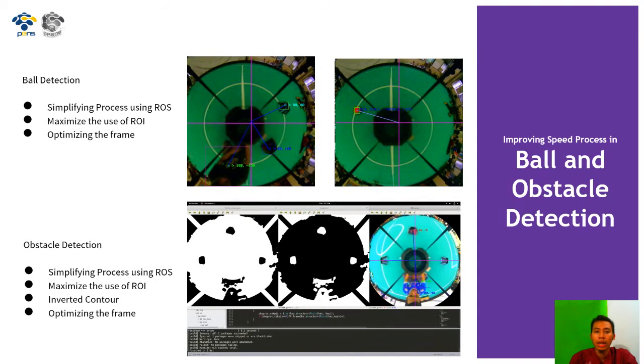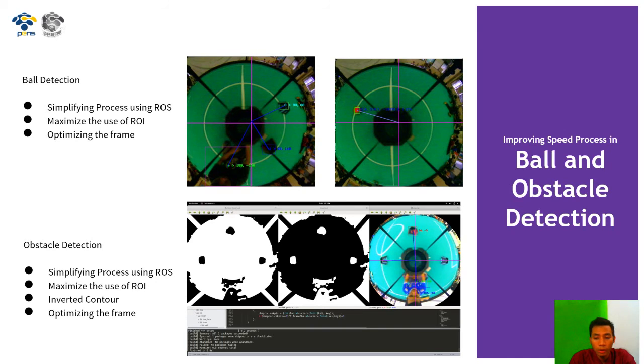So this is how I improve the process speed. This is a picture of how my robot does the ball detection and obstacle detection, and how I improve it. First, for ball detection, I simplify the processing using ROS. So the program is broken into some programs, so the program can maximize the speed, and then maximize the use of region of interest, and then optimize the frame.